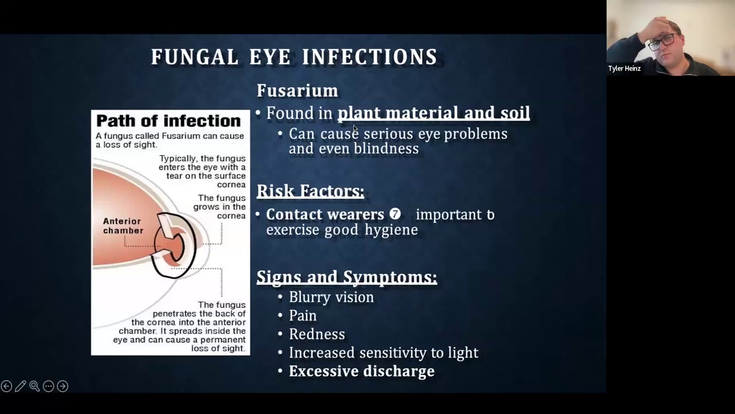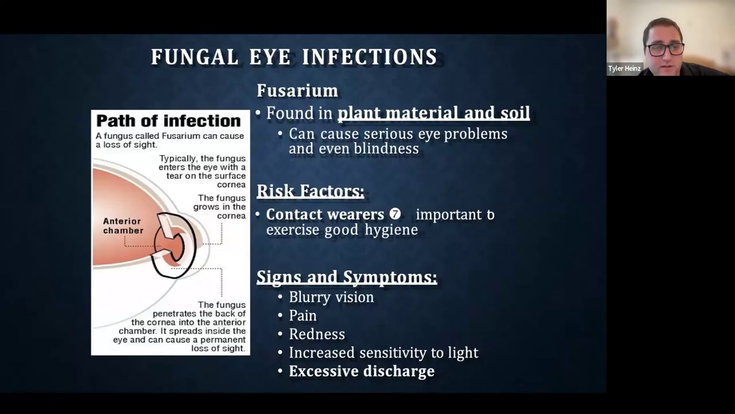Okay, now moving on to our fungal eye infections. So, Fusarium is found in plant material, plant soil, it can cause serious eye problems and, of course, blindness. Again, remember, all of these conditions can cause blindness. If it starts to ulcerate, if it gets a really bad infection, if it goes through the stroma, if it perforates the eye, you start to have a leak.